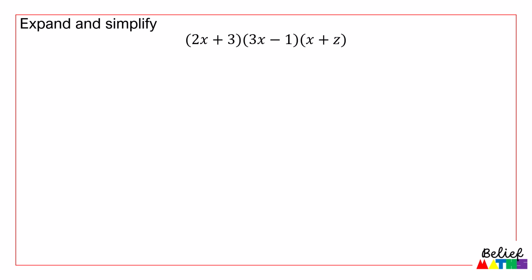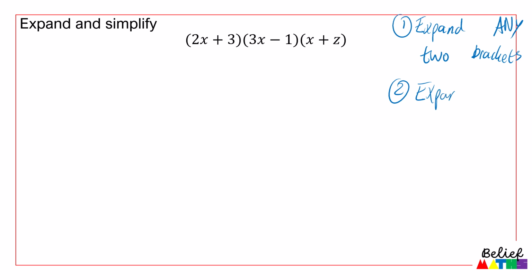Now our next question is asked to expand and simplify, but this time we have 3 brackets. So when we expand triple brackets, very simply we start by expanding any 2 brackets. So we can start with expanding any 2 of the brackets, it's our choice. And then we're going to multiply or expand the result with the final bracket.